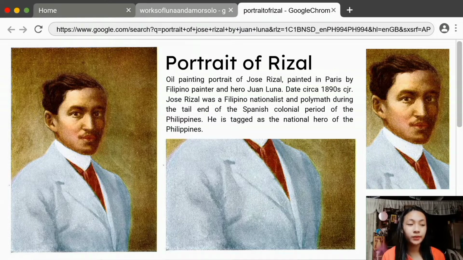The Portrait of Rizal. Oil-painting portrait of Mr. Rizal, painted in Paris by Filipino painter and hero Juan Luna, circa late 1890s. Mr. Rizal was a Filipino nationalist and polymath during the tail end of the Spanish colonial period of the Philippines. He is regarded as the national hero of the Philippines.